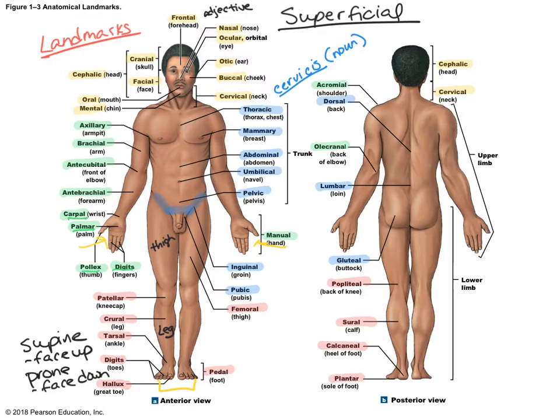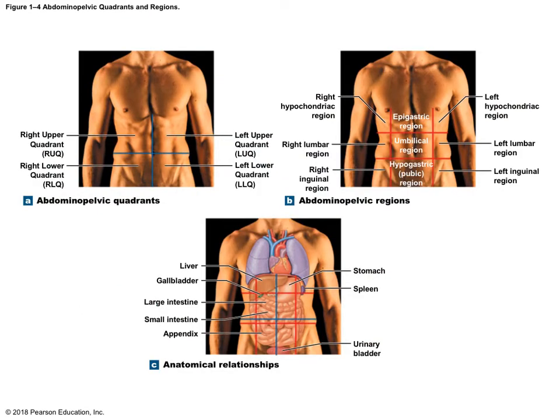I think it's important for you to say these terms out loud and then perhaps use index cards or some other method to try to memorize all of these terms. Next, we're going to look at anatomical regions. The anatomical regions that we're going to focus on are the abdominal pelvic quadrants and regions. This is an important area because there are a lot of organs in the abdominal pelvic area.